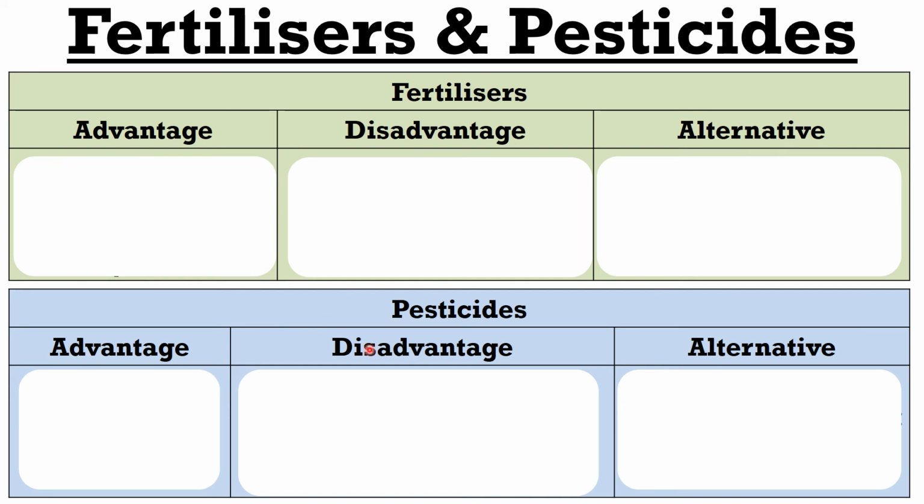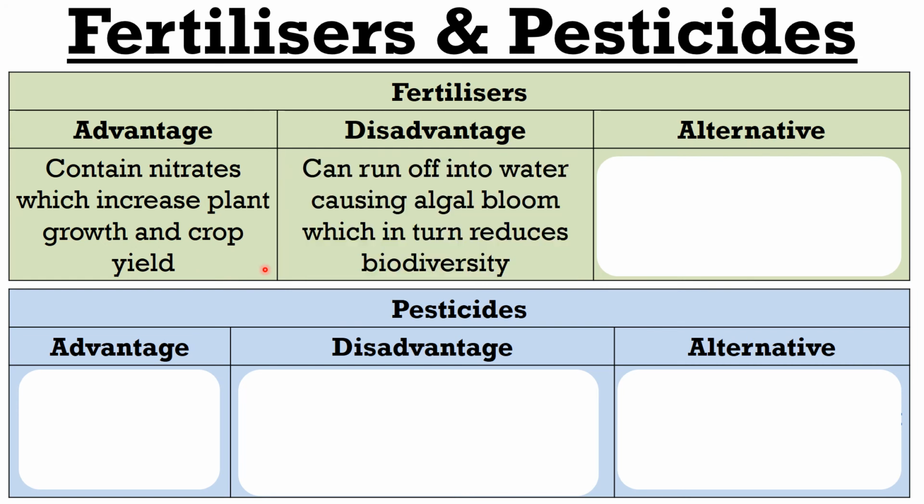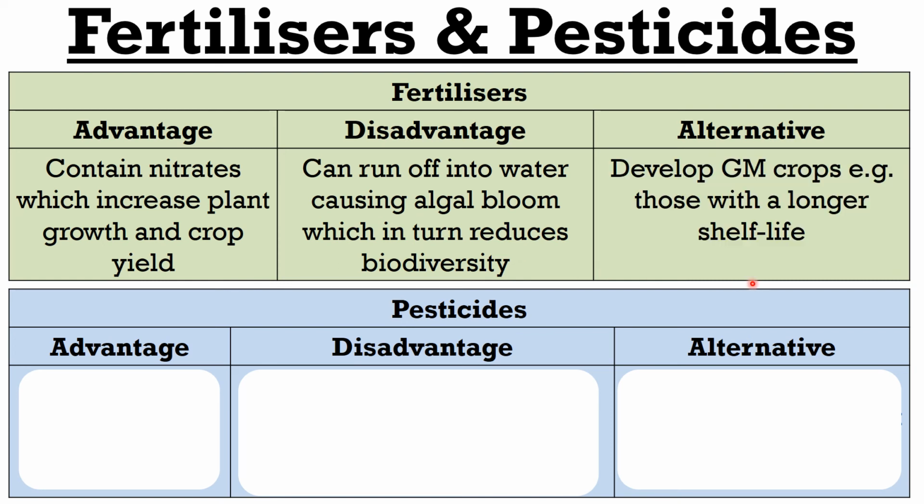Okay, so for fertilizers, the advantage is it contains nitrates, which increase plant growth and ultimately crop yield for humans. The disadvantage is it can run off into water, causing algal bloom. We have all those various stages which occur involving bacteria and oxygen, but the end result is a reduction in biodiversity.